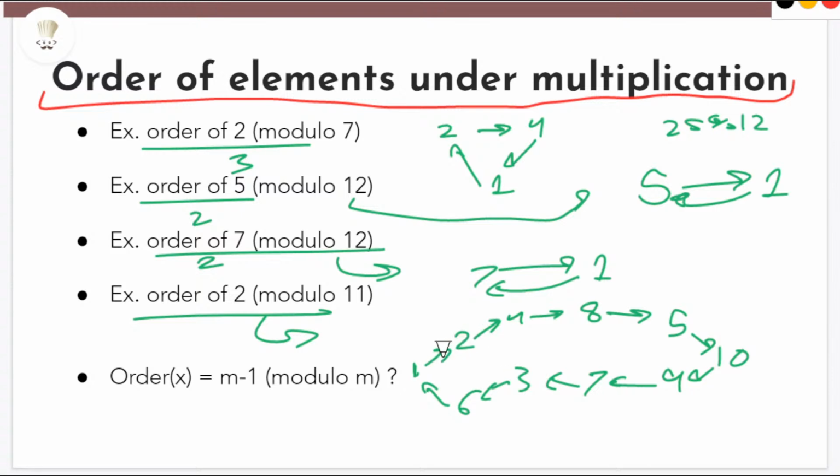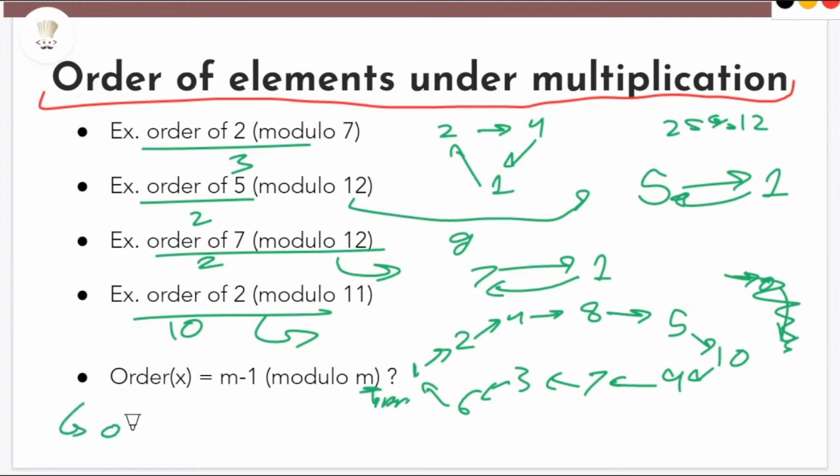So what is the order of 2 modulo 11? It is 1, 2, 3, 4, 5, 6, 7, 8, 9, 10. It's 10. Right? So as you can clearly see, we can never go to 0, because if we went to 0 at some point, we cannot come out of it, right? Basically, if we are picking a number which is co-prime to m initially, then can we have an order of x equal to m minus 1 modulo m? Here m is prime, right?